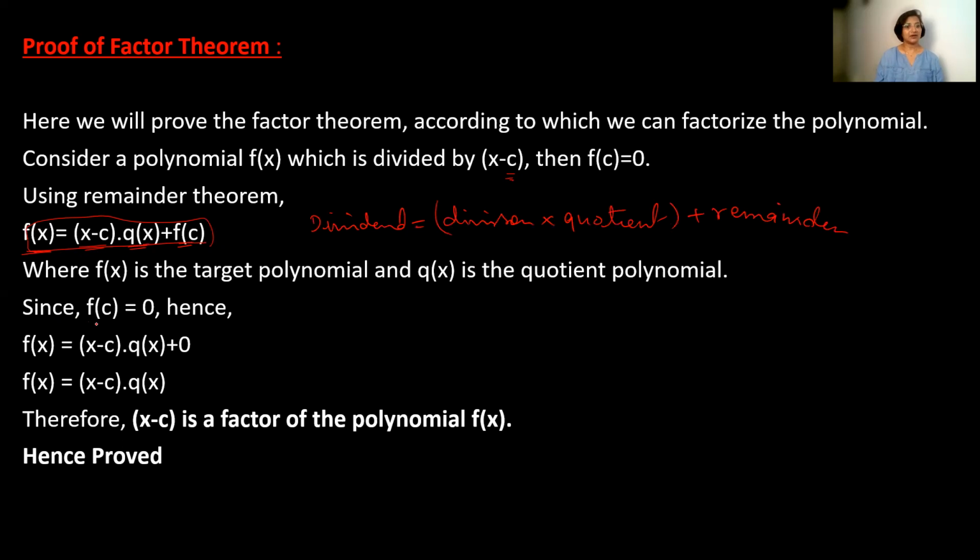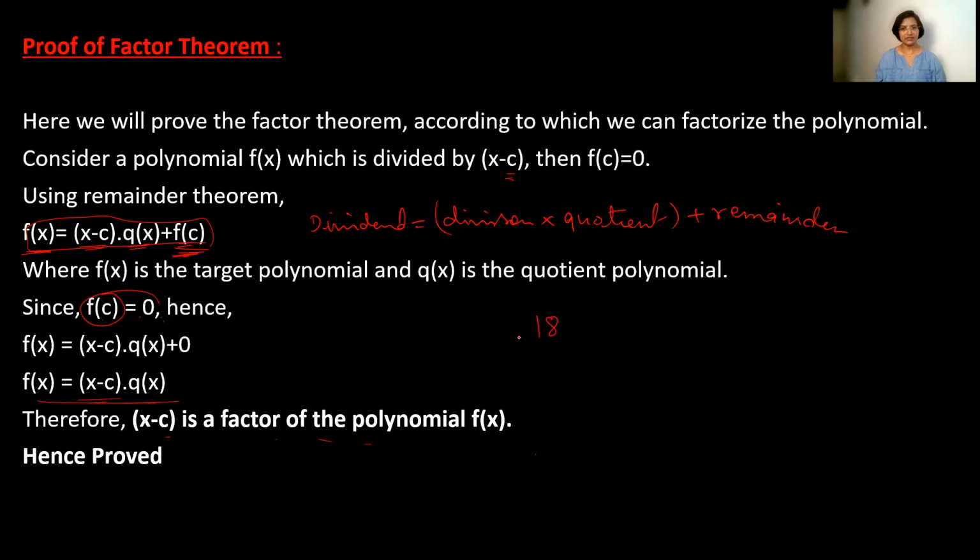Here, since f(c) equals 0, we are replacing the remainder by 0 in this remainder theorem. So we get f(x) equals (x minus c) into q(x) plus 0. So f(x) equals (x minus c) into q(x). Now you can say x minus c is a factor of polynomial f(x). But how? I'll give you one example by taking numbers.